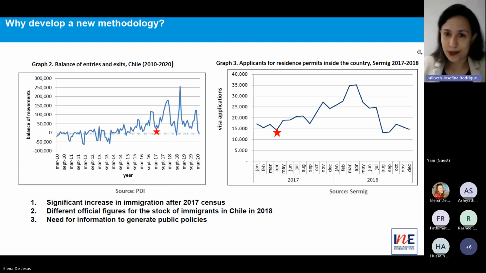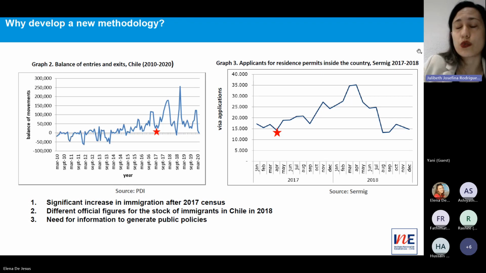So after the census, there was also a significant increase in international immigration, because if you see, the red star in both charts marks the month of the 2017 census, which was April. And on the left, we can see that the balance between entries to and exits from the country up to 2014 was mostly negative.